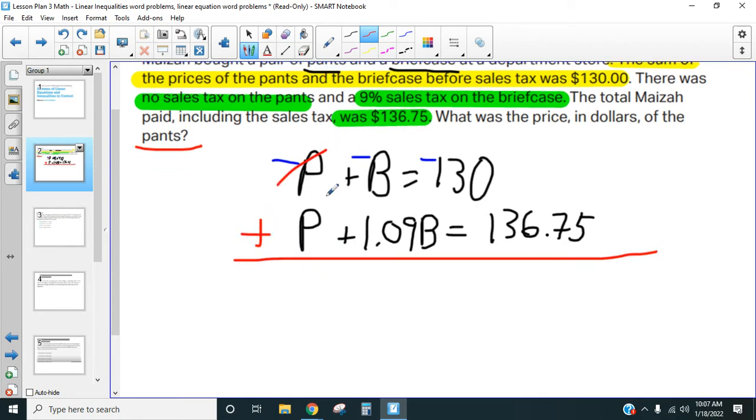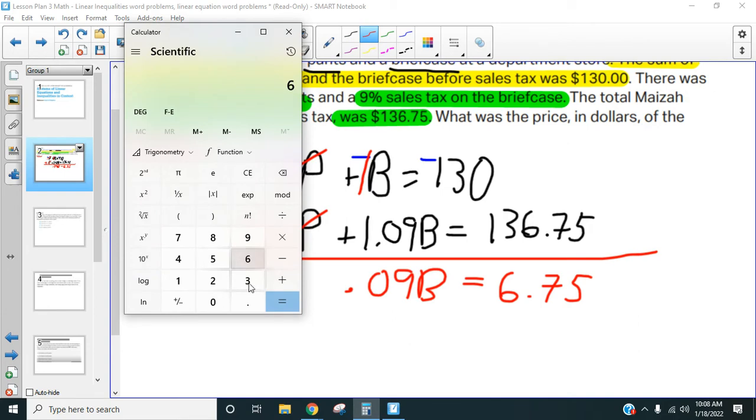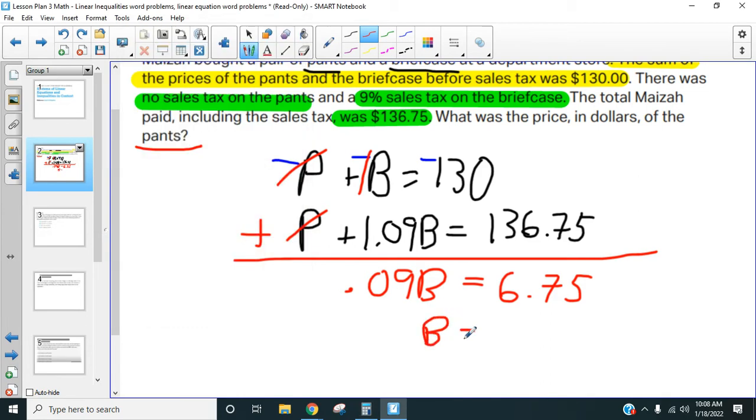All right, so now these are eliminated. And then this is 0.09 B. Why is it 0.09? Because what's up here, really? Yeah, there's a 1 there, right? So that gets lost in some people. All right, so now there's 6.75 left over. You could use a calculator. So let's do that. 6.75. B is 75.